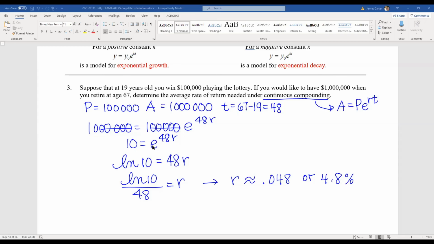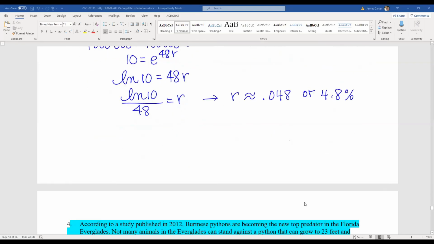So we simplify this. This is an exponential problem, so we convert it to logarithmic. So log base e of 10 equals 48r. Divide both sides by 48. So you put the natural log of 10 in your calculator divided by 48, and you come out, you need an interest rate of 4.8%, which is not an interest rate you would get right at this time and place.